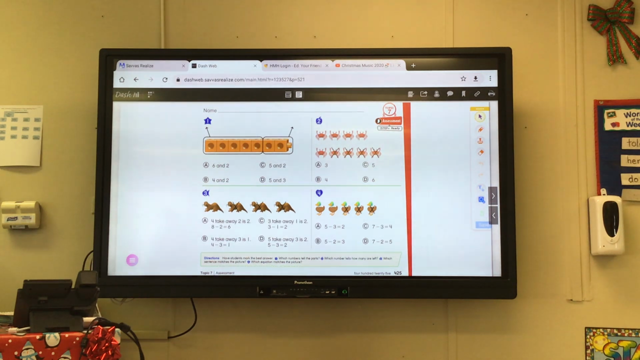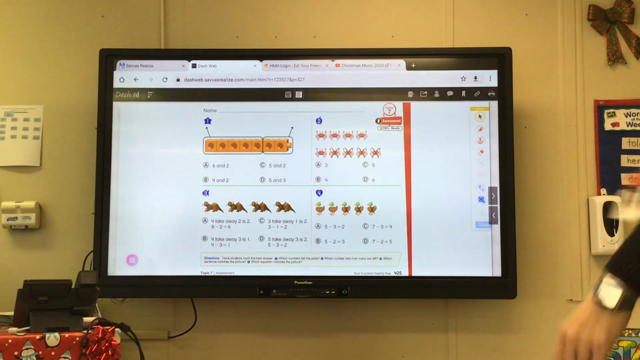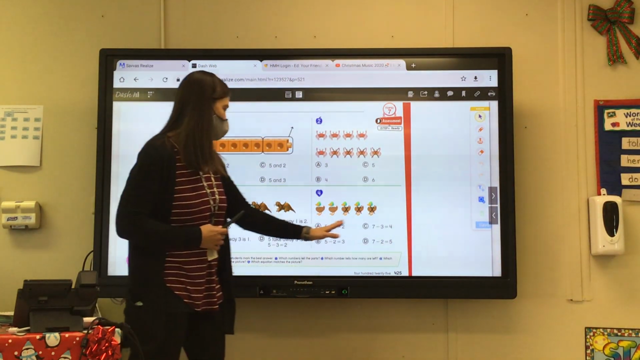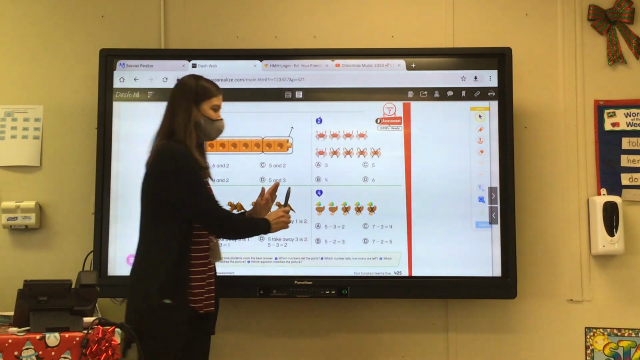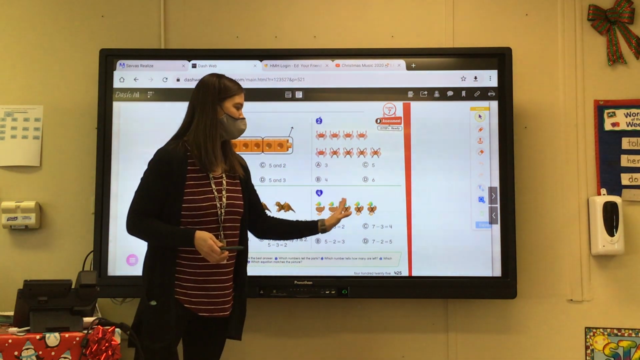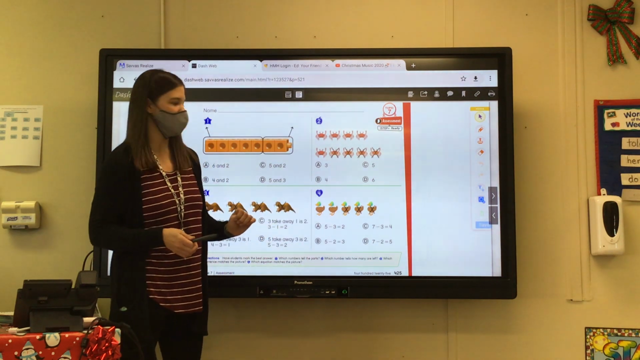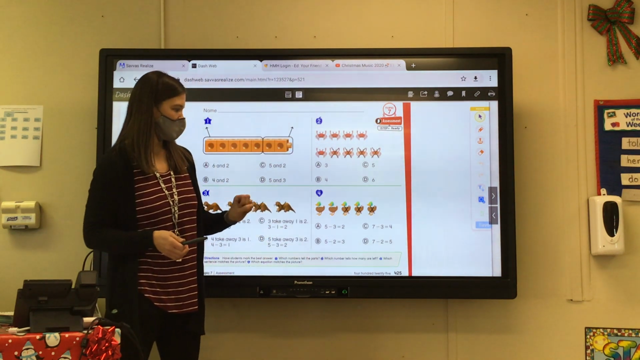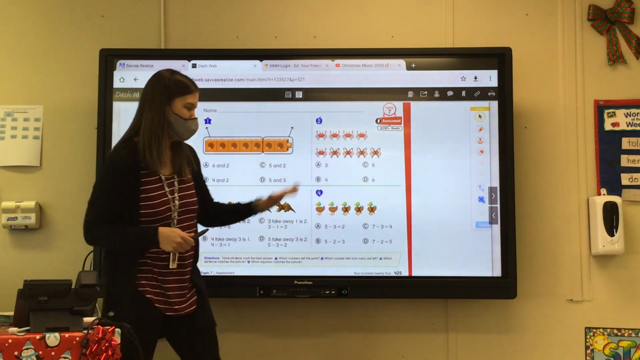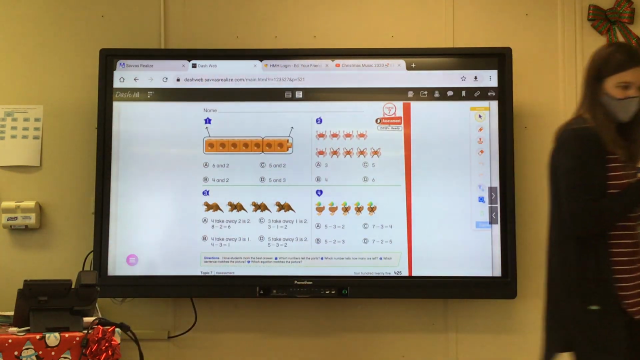Okay, did you pick one for this one? Alright, number 4. Good job. Which equation matches the picture? So look at the ducks. Think about how many there are there. Think about how many are taken away. How many X's are on them, and then how many are left. So pick the correct equation that matches the picture.